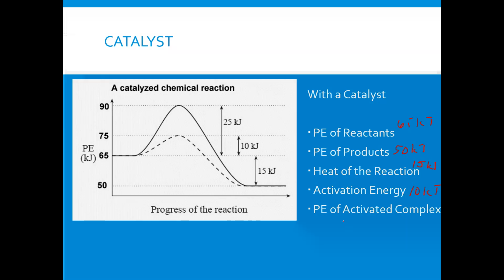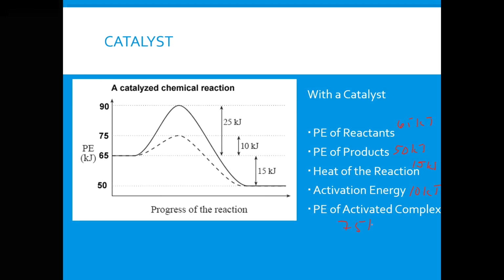And in this case, our activated complex is only 75 kilojoules. That is a different compound complex with the catalyst in it. That's why it can have a lower activation energy. So catalysts speed up the reaction, but also do not change the form itself.